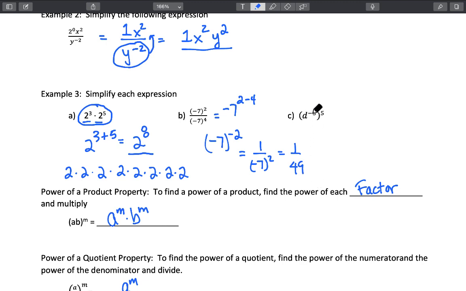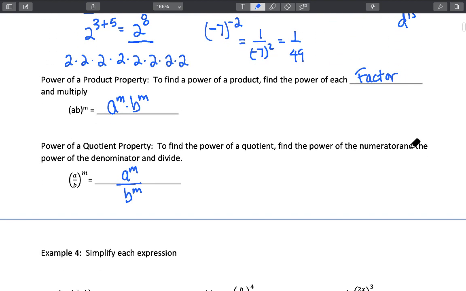Finally, we've got d to the negative 3rd being raised to the 5th power. This is your power of a power, and this says to multiply those. This gives me d to the negative 15th power. Again, my d is my base. It appears in the numerator, so it's going to come down to the denominator, be 1 over d to the positive 15th power. Those negative exponents make us write that reciprocal of the base to the positive power.